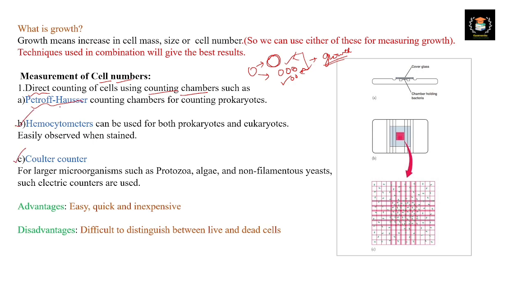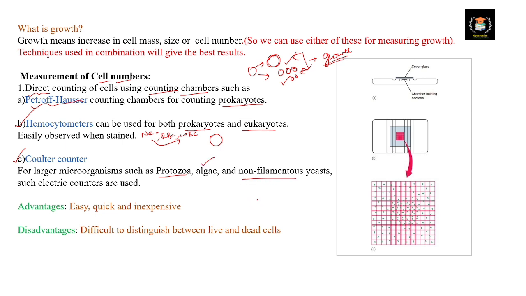These Petroff-Hauser chambers are used generally only for prokaryotes, whereas hemocytometers are used for prokaryotic and eukaryotic cells, and generally used for counting neutrophils or your RBCs, your WBCs. Neutrophils are WBCs themselves. So neutrophils, acidophils, basophils, the shape and size, those are generally done using hemocytometers. And the Coulter counter is used for larger microorganisms such as protozoa, algae, and non-filamentous fungi.